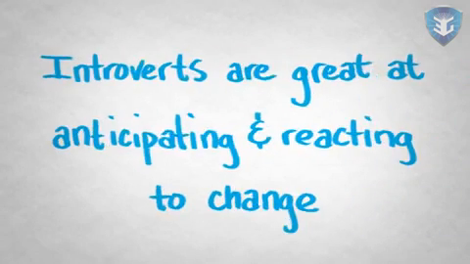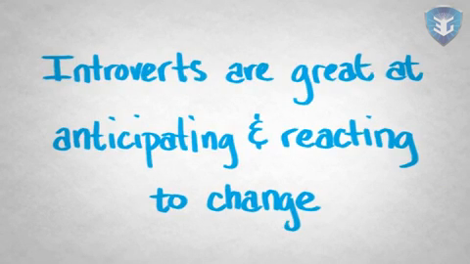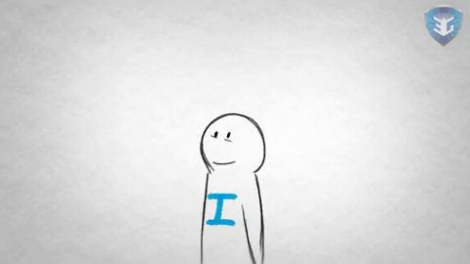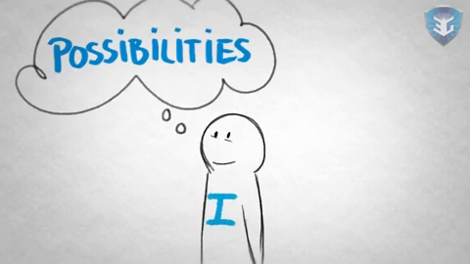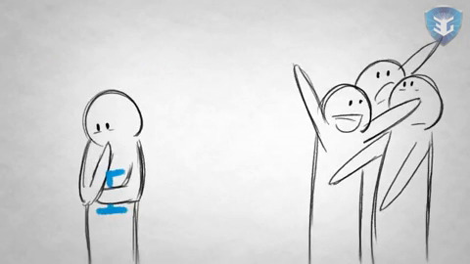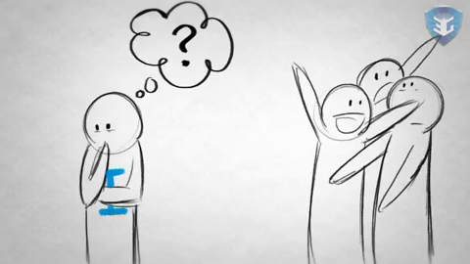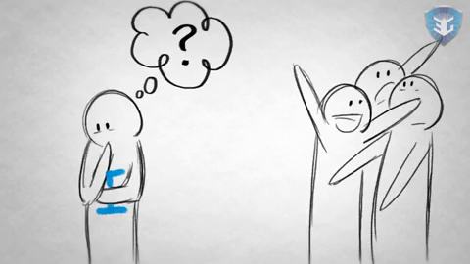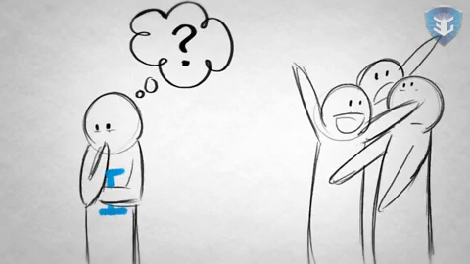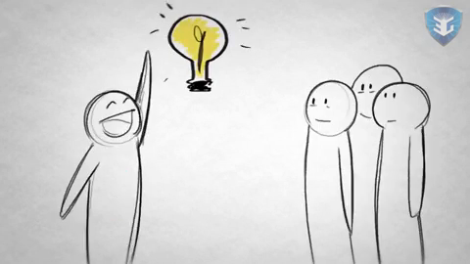Three, introverts are great at anticipating and reacting to change. Introverts tend to live in a world of possibility. The energy that they don't always expend talking and socializing, they put into introspection, imagining the ways in which a certain situation might unfold, weighing decisions, contemplating the consequences of certain incidents. When plans change, introverts are often equipped for what comes next.